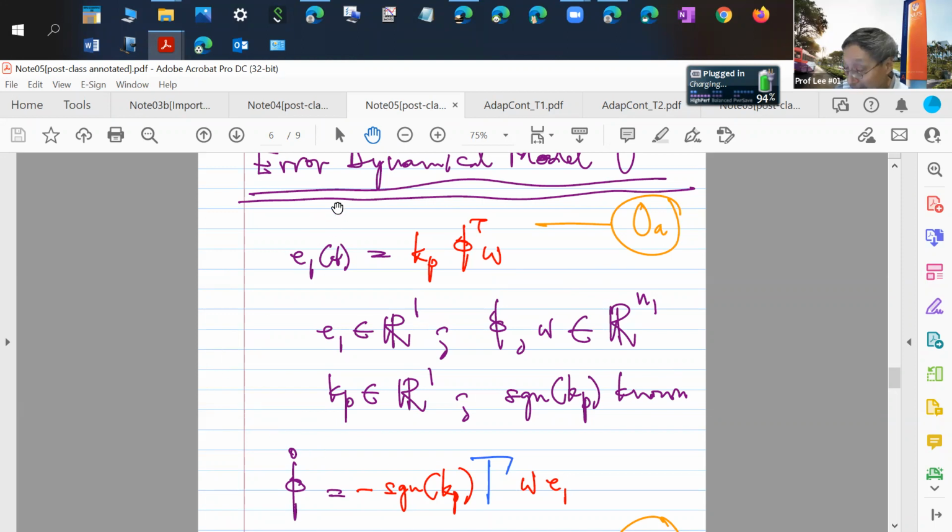So here, even E1 will go to 0 in this system. But even though E1 is going to 0, you have no guarantee that phi will go to 0. No guarantee at all. So you can go and set up this simple system somehow.